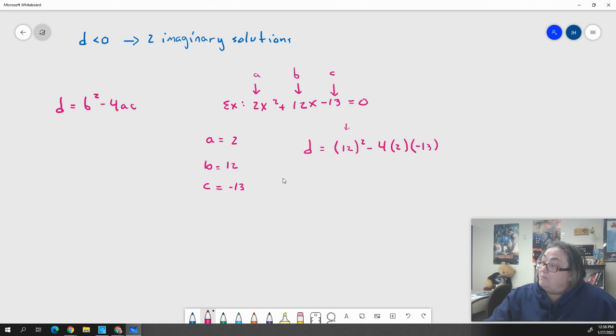So 12 times 12, well, that's just 144. And then we have negative 4 times 2 is negative 8. And negative 8 times negative 13, well, that is positive 104.